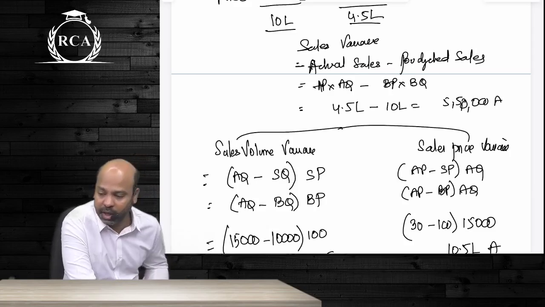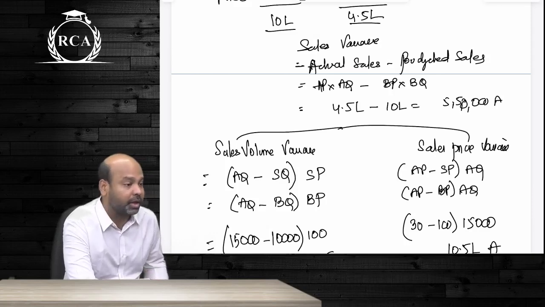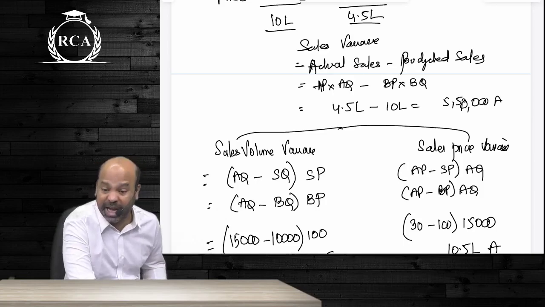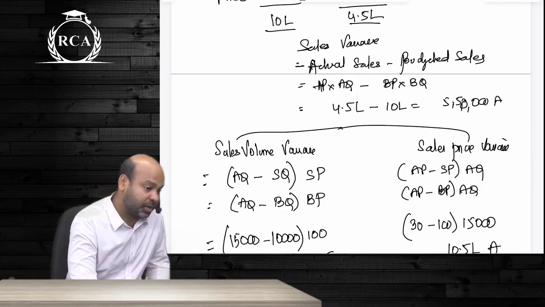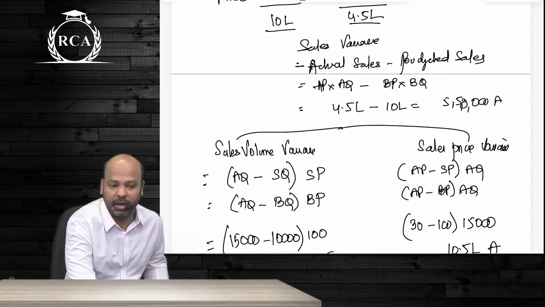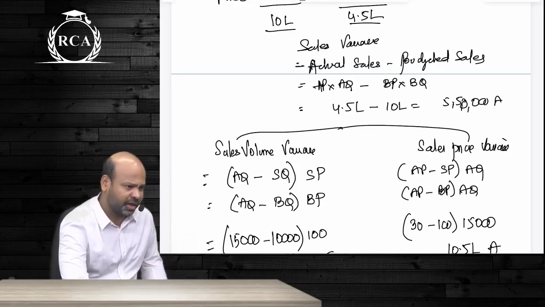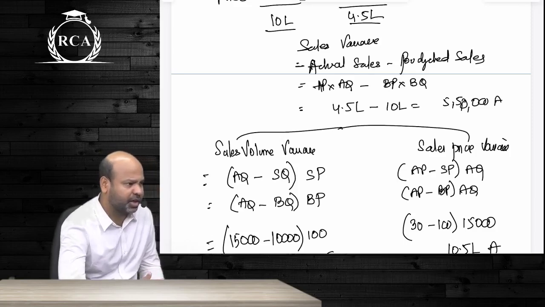So here, in order to arrive at your overall sales variance, you're going to write actual price into actual quantity minus budgeted price into budgeted quantity. This overall sales variance will be segregated into sales volume variance and sales price variance. Volume variance will be actual quantity minus budgeted quantity multiplied by budgeted price. Price variance will be actual price minus budgeted price multiplied by actual quantity. Are we clear, guys? I said volume variance is also segregated into quantity variance and mix variance. Quantity variance is further segregated into market size and market share variance.